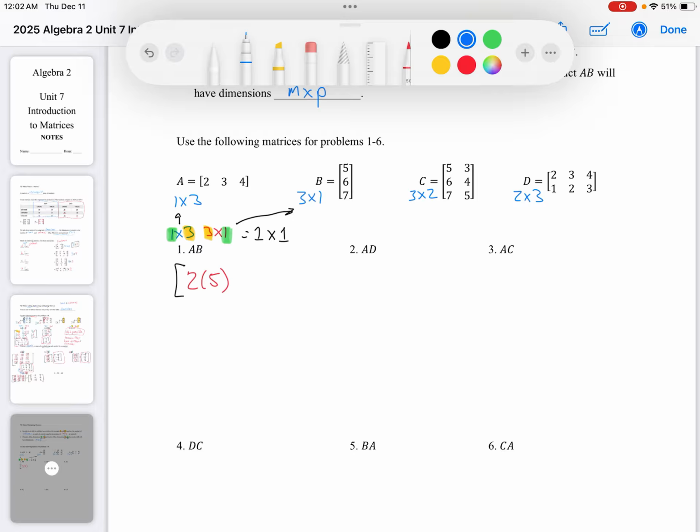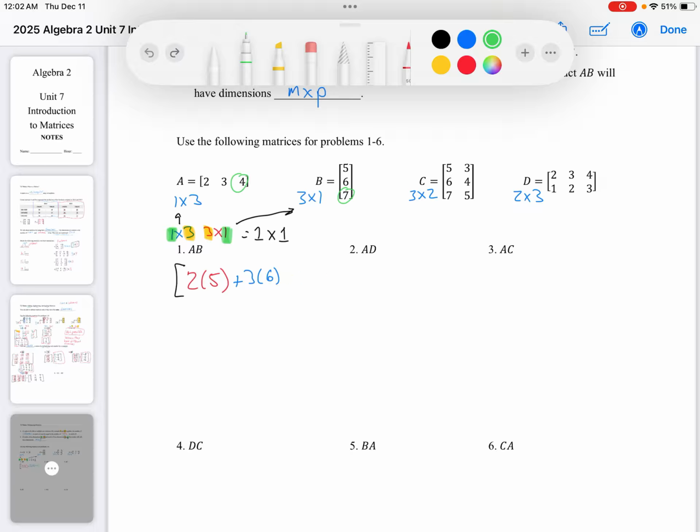Okay, then I would do the second number. So I would do the second number in the row for matrix A, and then the second number from the column in matrix B. So then I would do plus 3 times 6. So the 3 is again for matrix A, and the 6 is the second one in matrix B. And finally, we've got one more, so I would take the 4 from matrix A and multiply it by the 7 in matrix B. And so we're kind of just going down the line for both of these matrices.